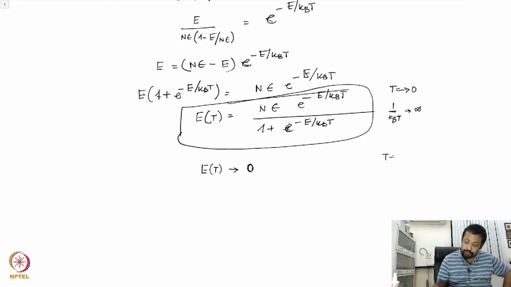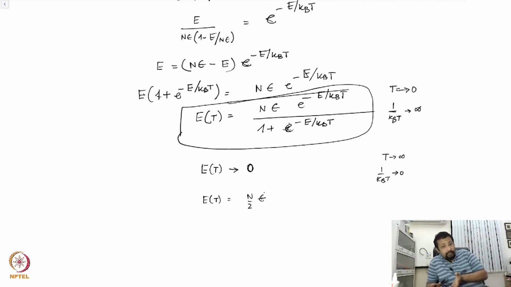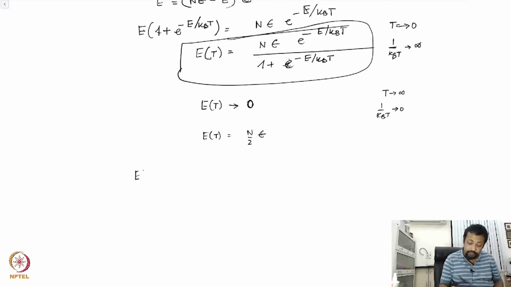What happens to T to infinity? T to infinity would mean that 1 over kB T goes to 0, and you see E of T goes as N by 2 epsilon. So you have so much energy available that half of the particles populate the first excited level, half of them populate the ground level, so that the total energy is N by 2 epsilon. From this, of course, given E of T, one can calculate the specific heat as a function of temperature, which is del E del T at constant volume. This I leave as an exercise.